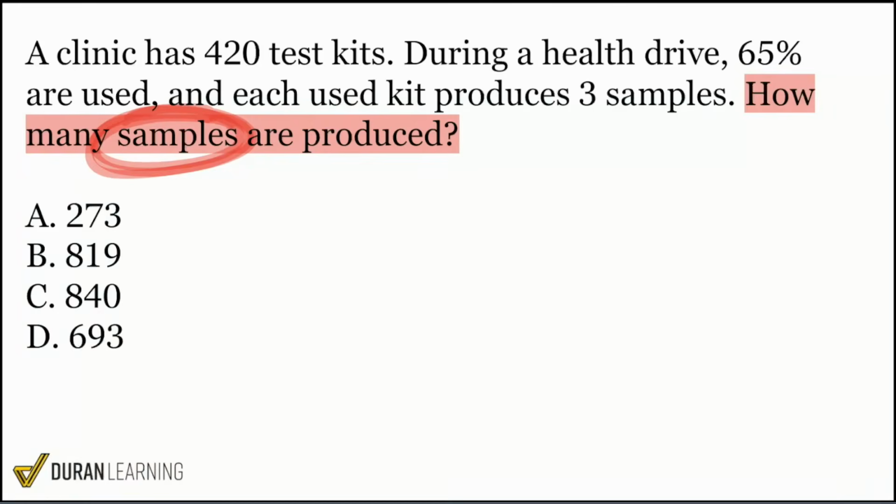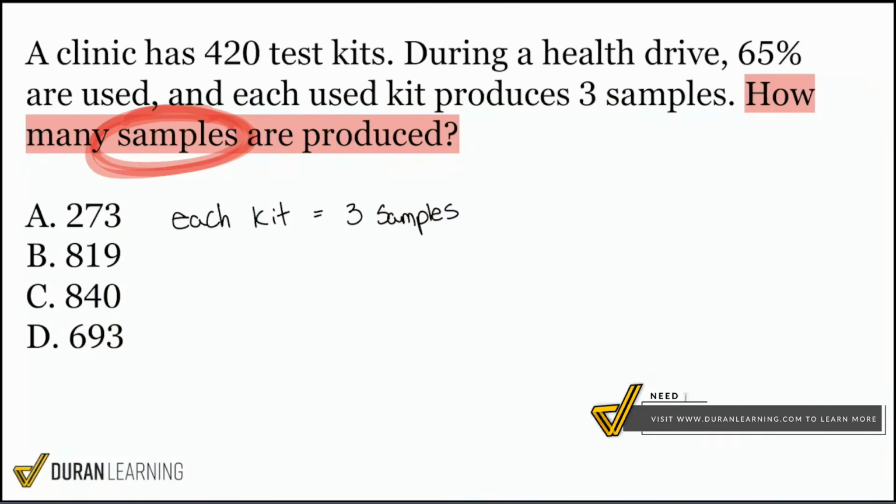So here it says a clinic has 420 test kits. During a health drive, 65% of these kits are used, and each kit that was used produces 3 samples. Okay, so that's the biggest piece of information here. Let's write that down, where we really want to note that each kit produces 3 samples. So each kit equals 3 samples.